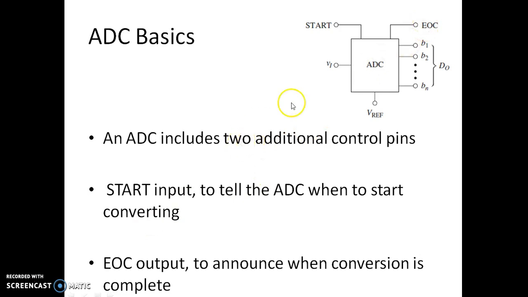Next is EOC. As the name itself indicates, EOC stands for end of conversion. End of conversion is an output pin to announce when the conversion is complete. So this is a start pin. It will tell the ADC when to start the conversion. Now once the conversion is done, the ADC gives an output voltage, which is EOC, known as end of conversion. It's an output pin to announce when the conversion is complete. So whenever EOC becomes high, this indicates that the ADC has converted the input voltage to digital form. So these are the 2 extra pins as compared to your DAC.